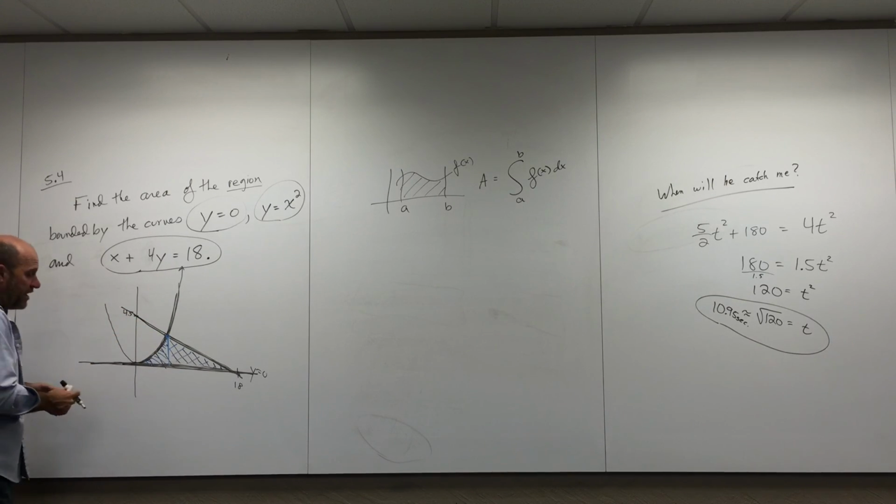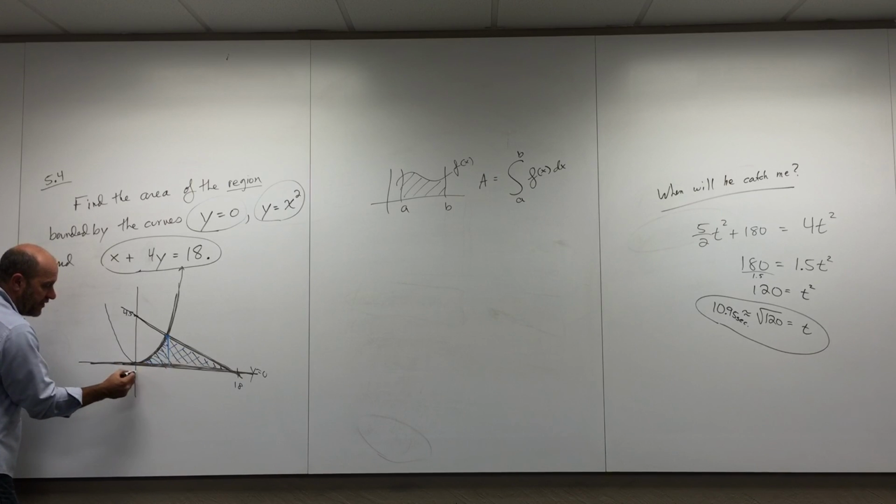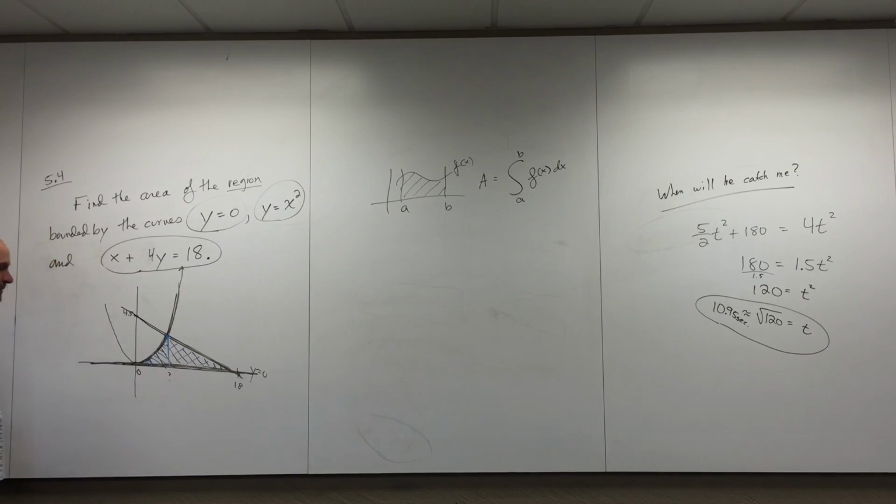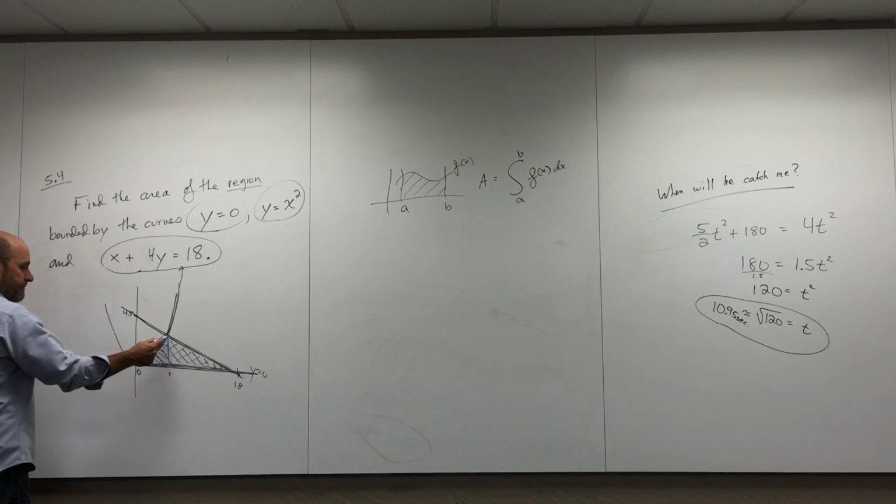What I really want to know is where this is. I know this is 0. I know this is 18. What's this, I wonder? I mean, what do you think I need to do? Find that point. Find that point of intersection? Yeah. How do you find a point of intersection?